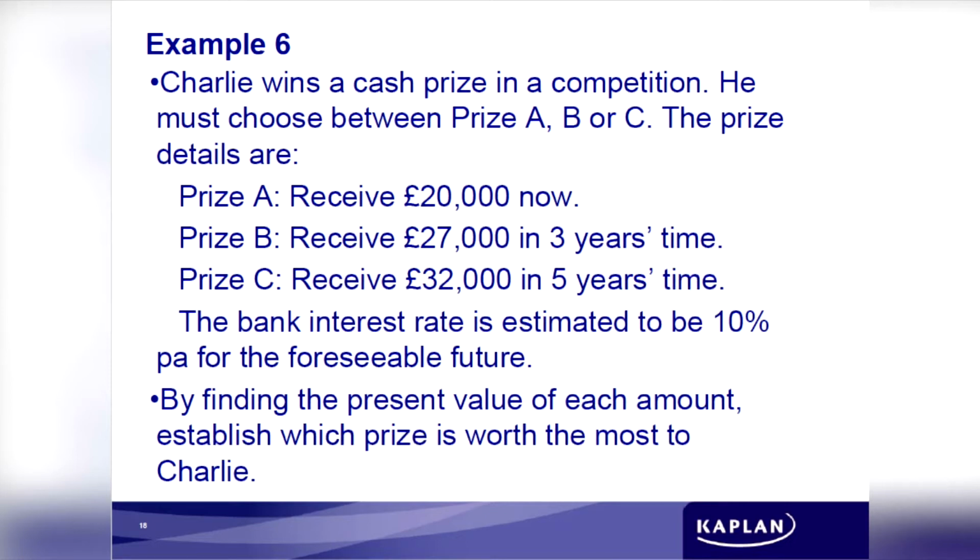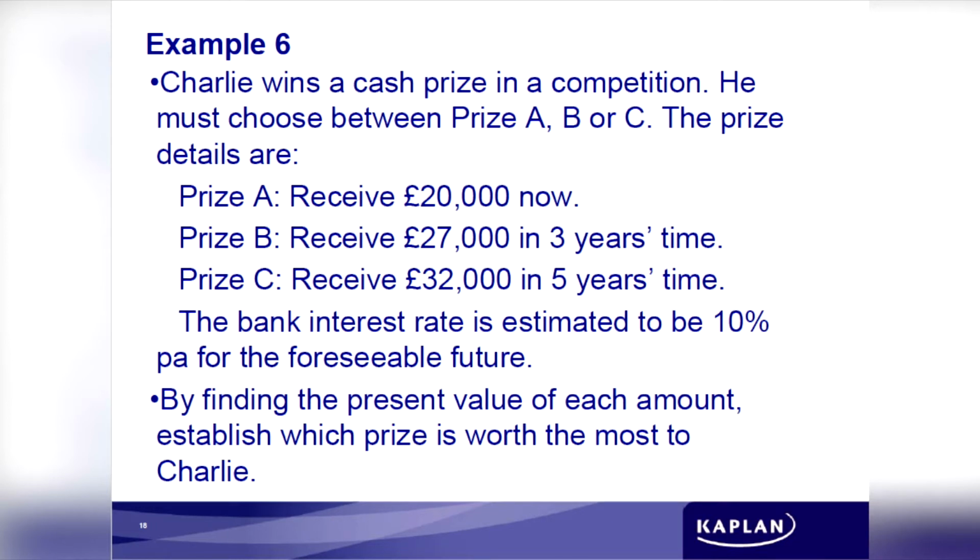So right now, just pause the video, look at that question, calculate the present value for all 3 prizes, then you choose the one with the highest present value. That's the idea behind it. So we're going to go through the calculations, all 3 of them together, and hopefully the answers that I'm going to get here will match with yours, okay?